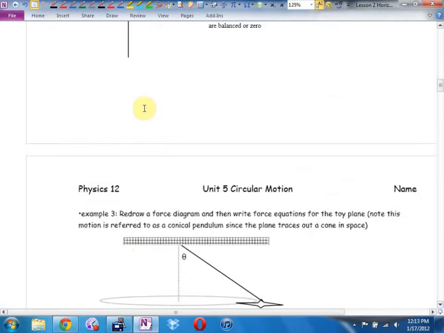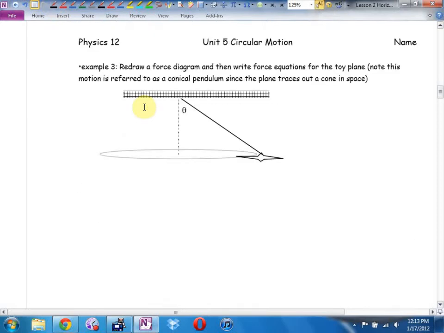Example 3, turn the page. Example 3 says, redraw a force diagram and then write force equations for the toy plane. Note this motion is referred to as a conical pendulum, since the plane traces out a cone in space. So in terms of our free body diagram, these are our two forces. But when I add these together tip to tail, I'll get this.